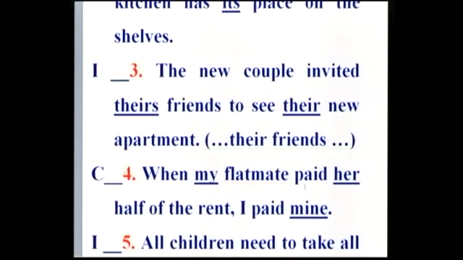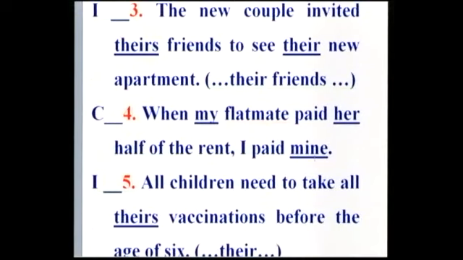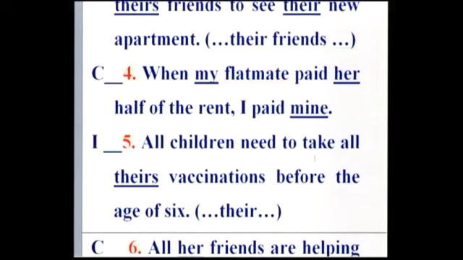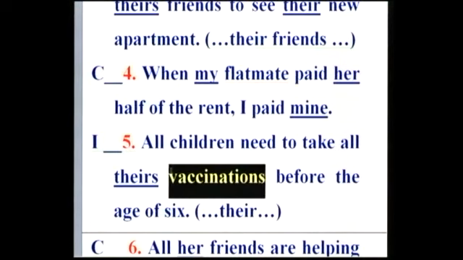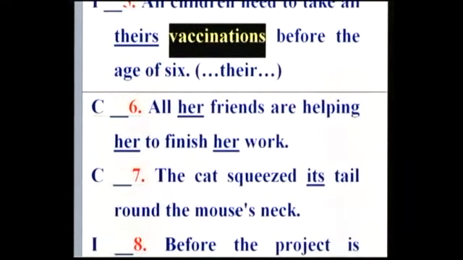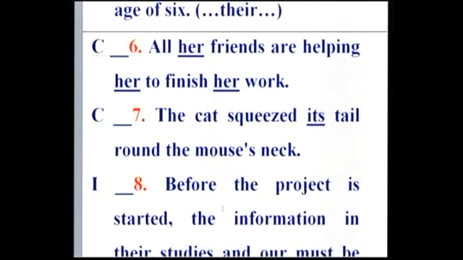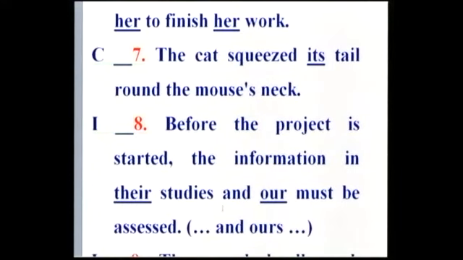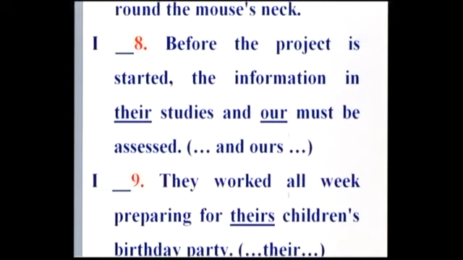When my flatmate paid her half of the rent, I paid mine. This is correct. All children need to take all theirs vaccinations. لا, I have a noun here. يبقى دي مفروض تبقى adjective. All their vaccinations. All her friends are helping her to finish her work. Correct. The cat squeezed its tail around the mouse's neck. Correct. Before the project is started, the information in their studies and ours يعني our studies must be assessed.